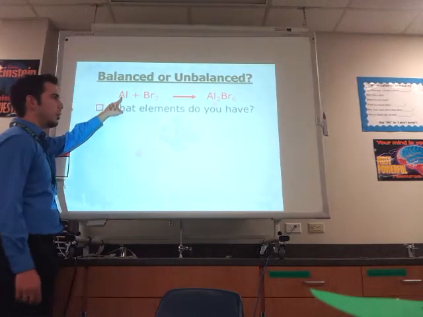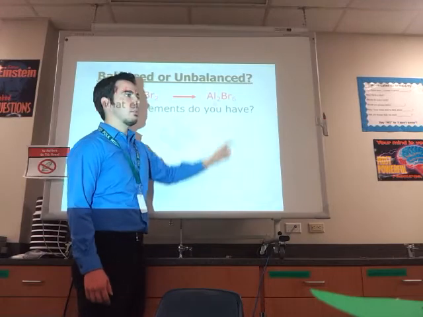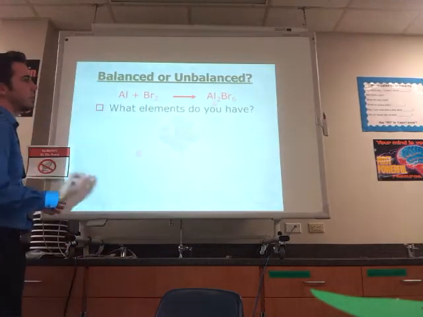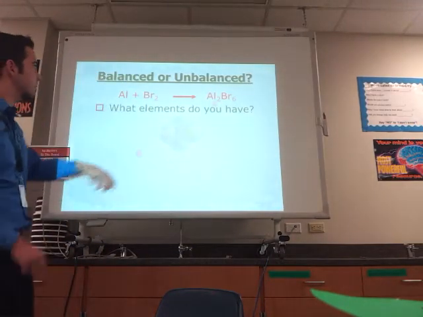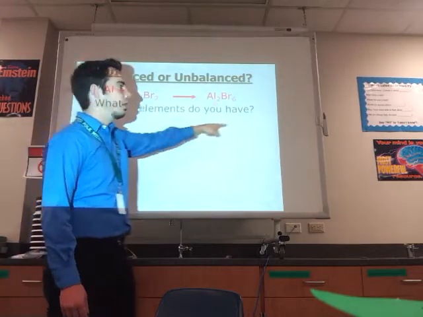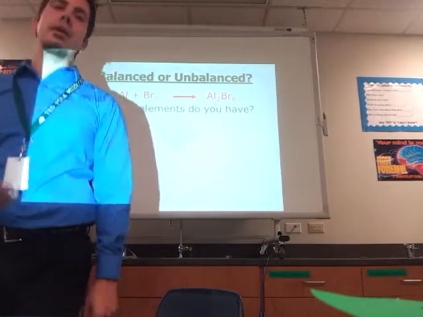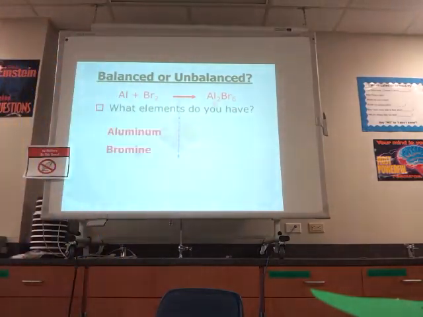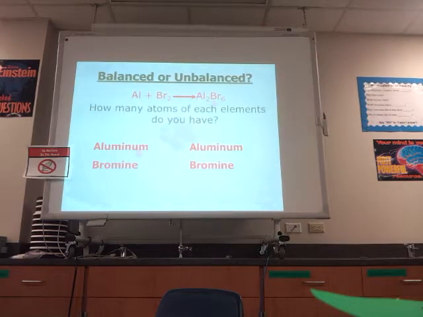Here's another example. What elements do you have? You've got 1 aluminum here, you've got 2 aluminums on the product side, so it's very easy to see that this equation is not balanced. Here we have 2 bromines, on the product side we have 6. Again, this is an unbalanced equation. It doesn't take a whole lot of effort to figure that out.